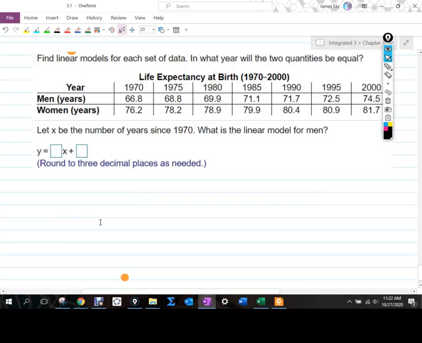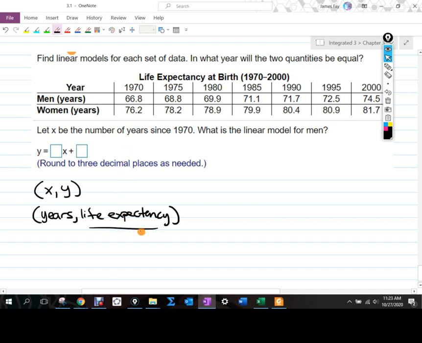So what they're doing here, my ordered pairs that we're going to create are going to be X comma Y's, obviously. They're saying that X is going to be your number of years, and Y is going to be life expectancy, which is still a quantity of years. But the X value is, what was life expectancy in 1970? What was it in 1975? And then the life expectancy is how long each group of people is living.